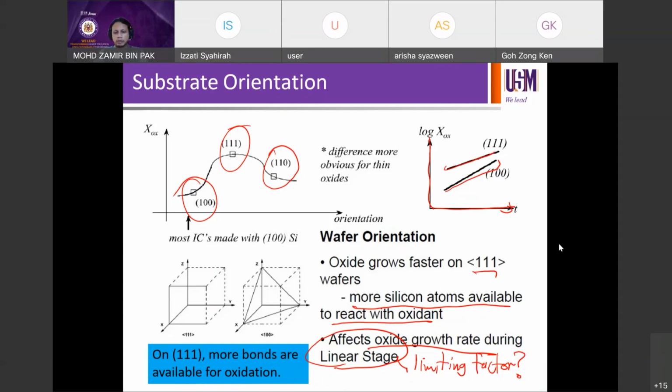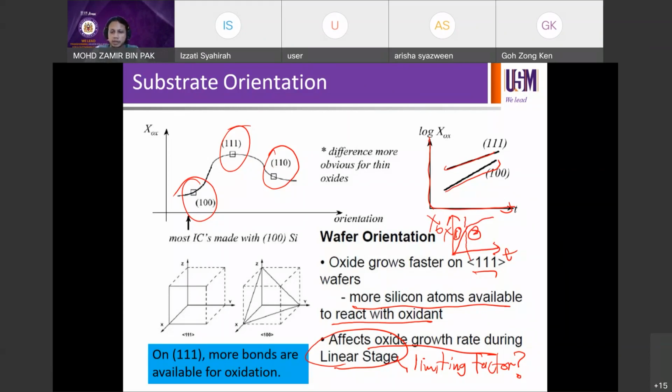So recall this when you talk about linear and parabolic. Recall the graph that we discussed before, the oxide thickness X_ox against time. This is the thing, right? First stage and second stage. In the first stage, the reaction is limited by the number of available silicon atoms on the surface to react with the oxidants, either dry or wet, okay?